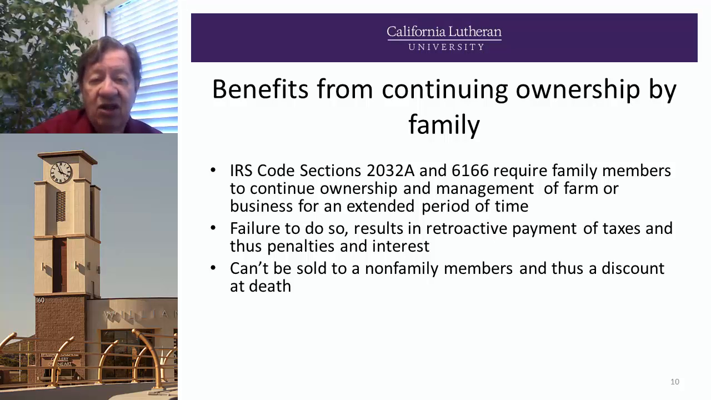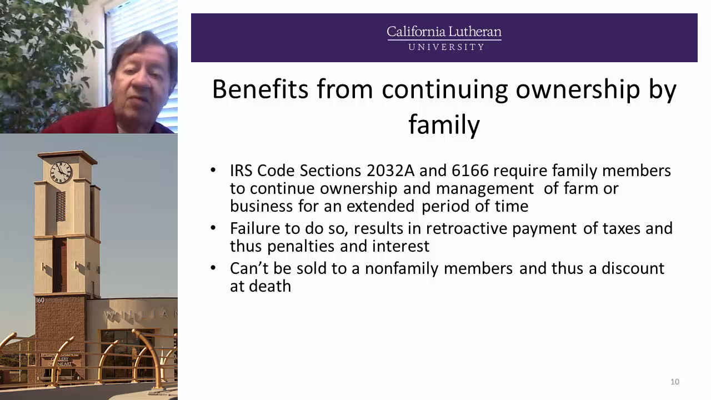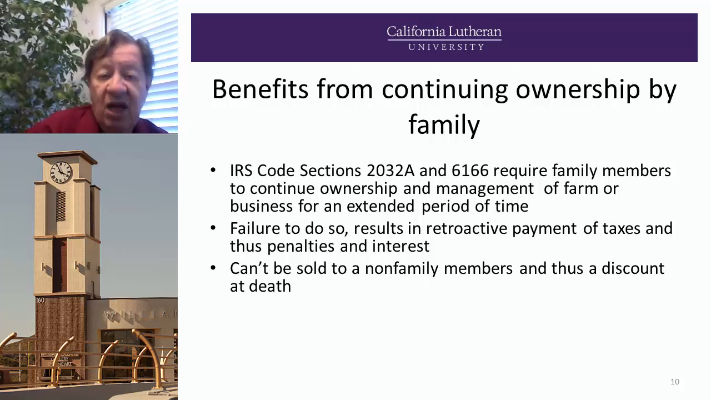Well, we have code sections 2032A and 6166, which require family members to continue ownership and management of a farm or business for an extended period of time. And so if you're willing to be in that 10 or 14-year period of continuing management, you get tremendous tax advantages. Failure to do so, however, results in retroactive payment of the taxes and thus penalties and interest, and it cannot be sold to non-family members and thus a discount at death of the individual.